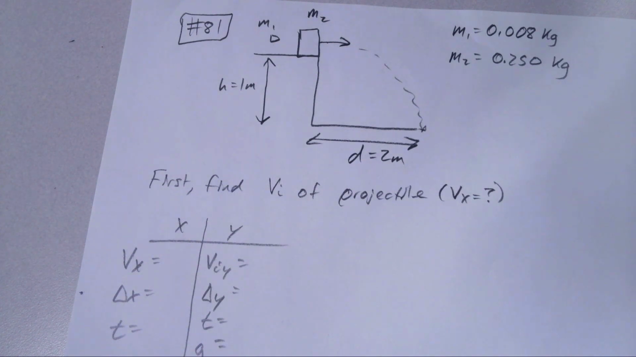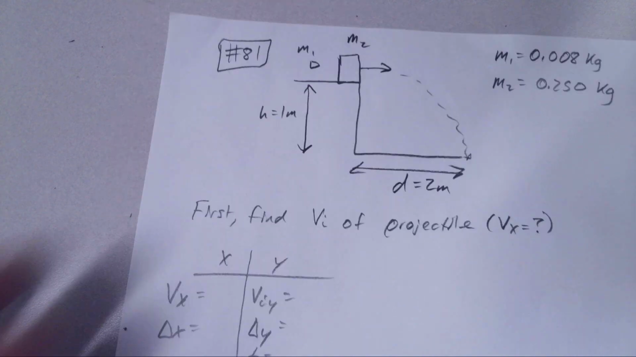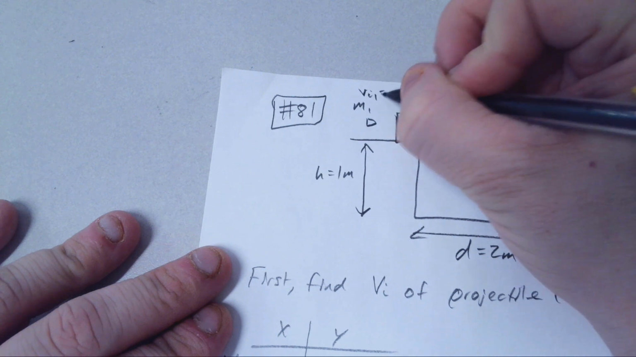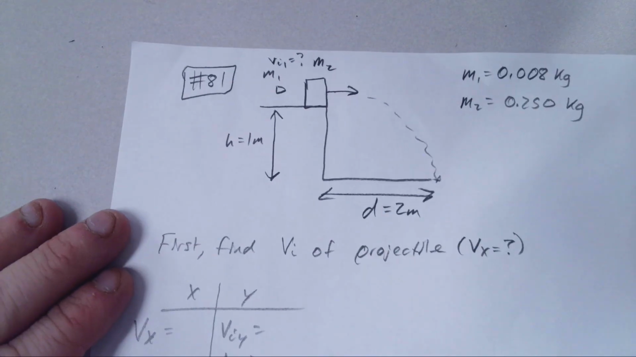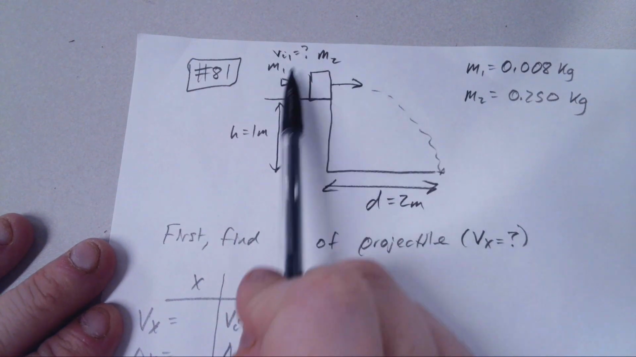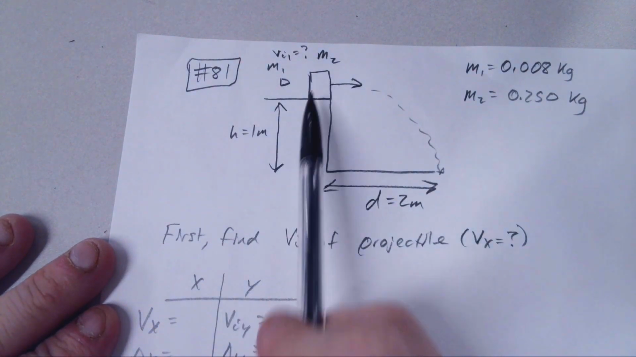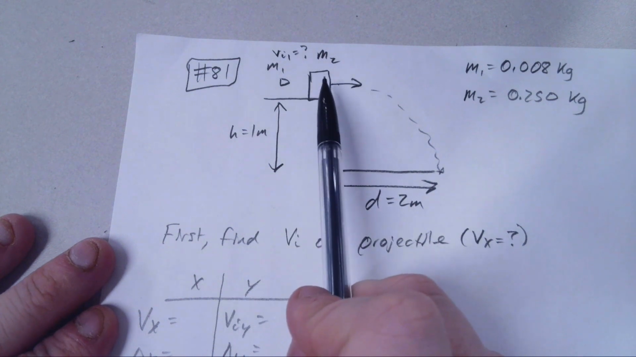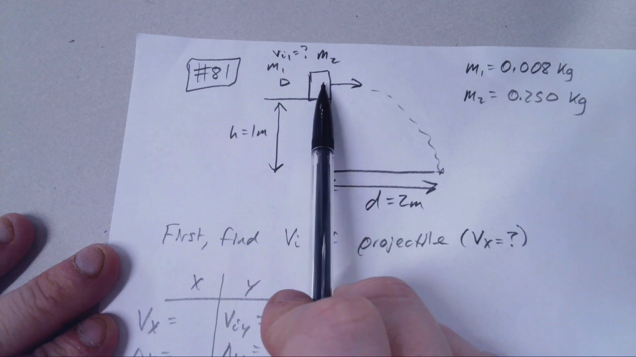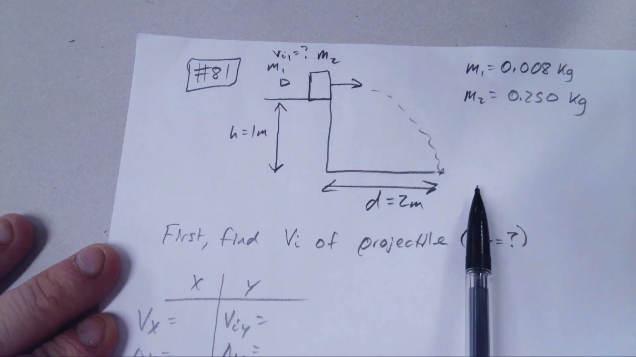Yeah, so it says determine the initial speed of the bullet. So we're trying to figure out how fast that bullet right there is moving. And so this is a backwards problem. We can't figure out how fast that's moving until we know how fast the combined masses are moving. We can't know how fast the combined masses are moving unless we figure out how fast it has to go for it to travel 2 meters.